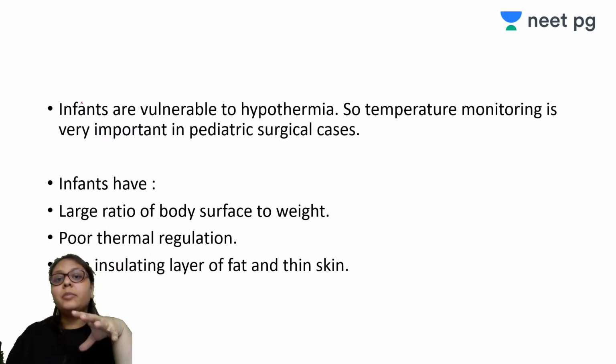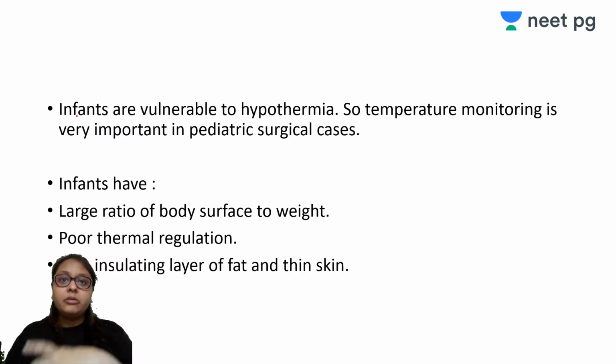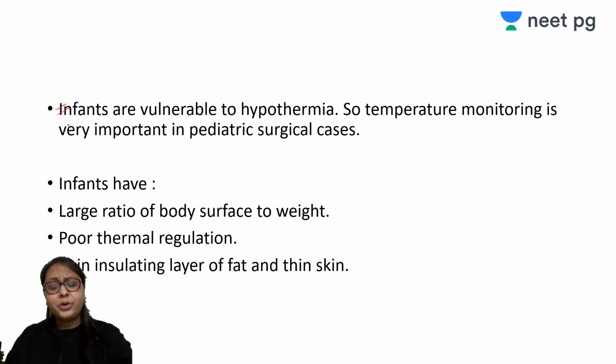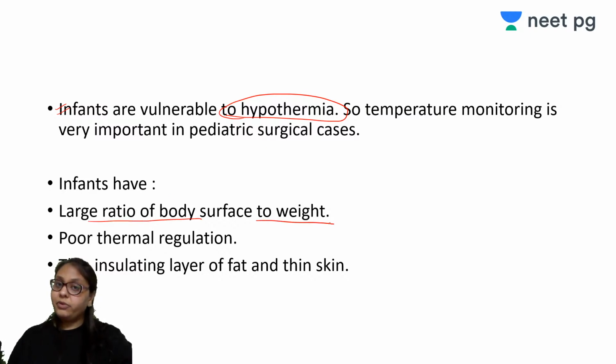अडल्ट्स में हाइपोथर्मिया होने के चांसेस कम है as compared to infant. In infant we have to take various steps and we have to take precautions because they are very vulnerable to hypothermia. Why is it so? Because infants have large ratio of body surface to the weight. ठीक है, उनका जो body surface area है that is more as compared to the weight, so more amount of heat loss is there.